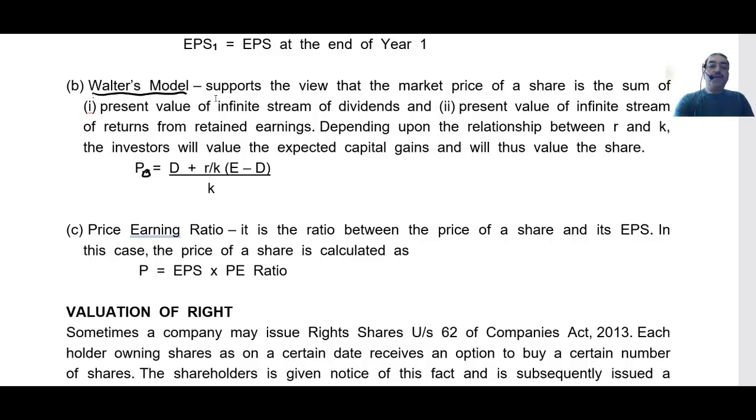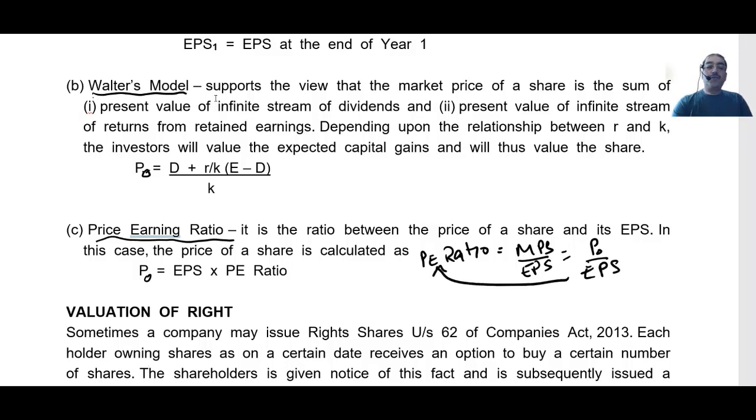Now we have the price earning ratio, another method. From here we are getting one more formula. P0 is equal to EPS into P/E ratio. Why? Because we know the formula for the P/E ratio. P/E ratio is price upon earnings, MPS upon EPS, and MPS is nothing but P0 upon EPS. Now cross multiply EPS to P/E ratio, and we'll get this answer.